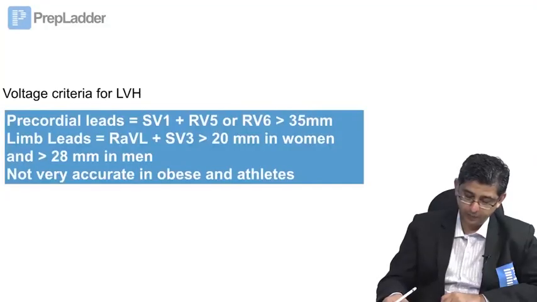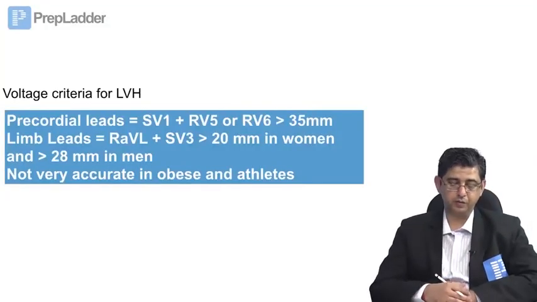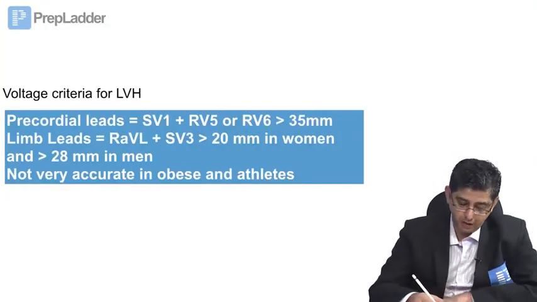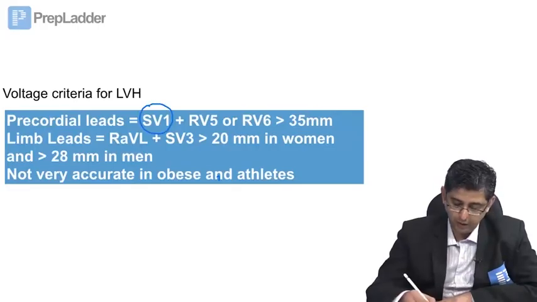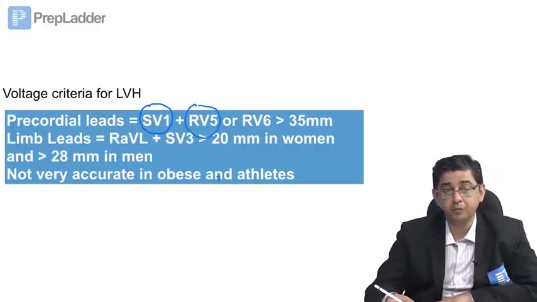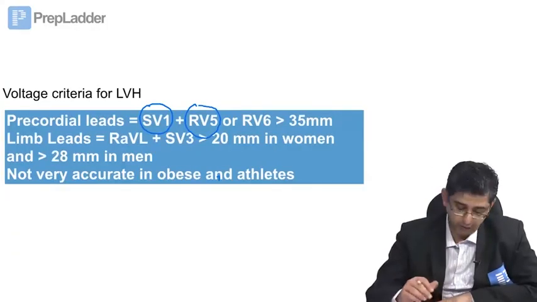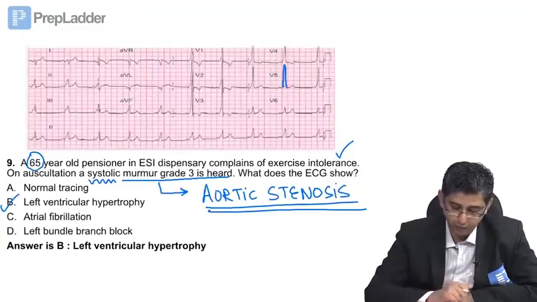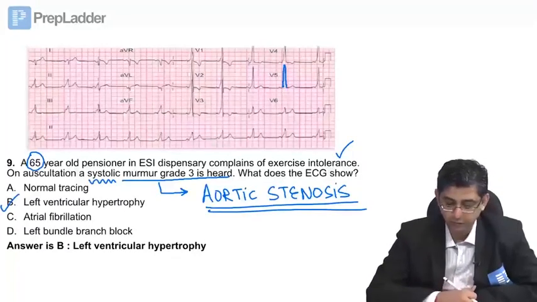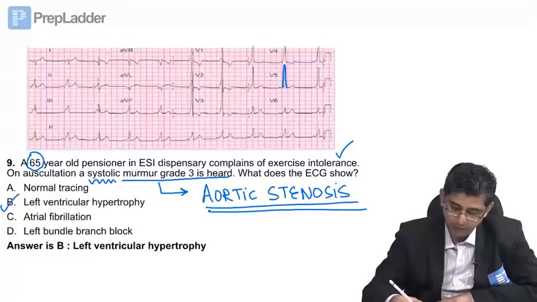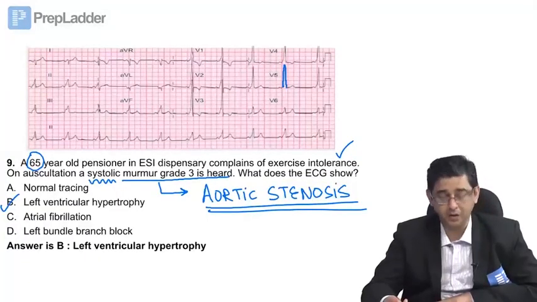Remember the fact that the voltage criteria for left ventricular hypertrophy is that the depth of the S wave in V1 and the height of the R wave in V5 should be more than 35 millimeter. Now there definitely can be a bias, because if you go through the previous recordings, like I have mentioned before you, sometimes the recordings might not be very diagnostic.